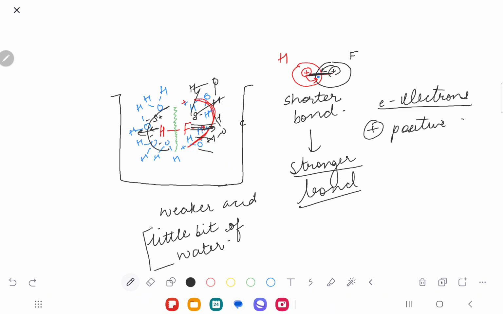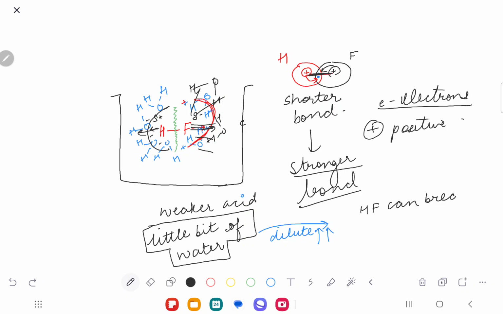So that little bit of water will not be in a situation to do what? You tell me. It will not be able to break HF. Right. So you need to add more and more water, you need to dilute it more and more. The more the dilution, then you assume that yes, now HF can break, and it can break into more and more ions. You understand my point?